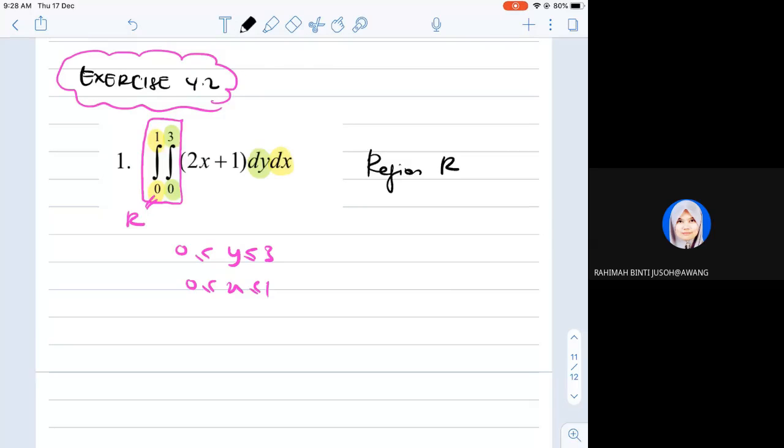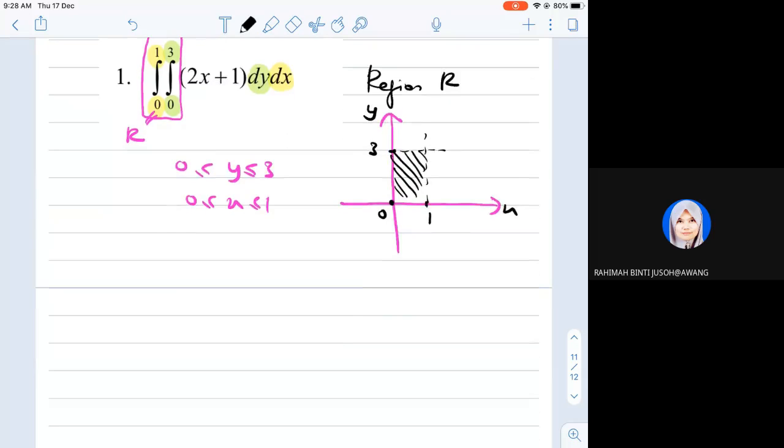So let us sketch the region R. Of course, region R is a rectangular region. We have the x-axis and y-axis. So y from 0 until 3, and then x from 0 until 1. Therefore, this is the region. Okay, this is the rectangular region, a rectangle. So let us proceed with the integration. The integral from 0 to 1, from 0 to 3, of 2x plus 1 dy dx.